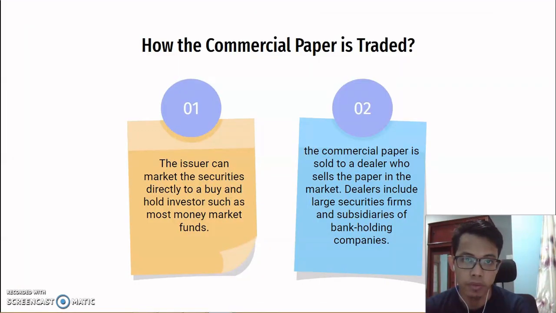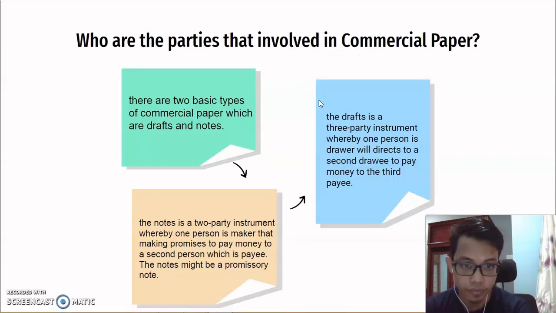How is commercial paper traded? Commercial paper can be issued in two ways. The issuer can market the security directly to a buy and hold investor such as most money market funds, or the commercial paper is sold to a dealer who sells the paper in the market. The dealers include large securities firms and subsidiaries of bank holding companies.